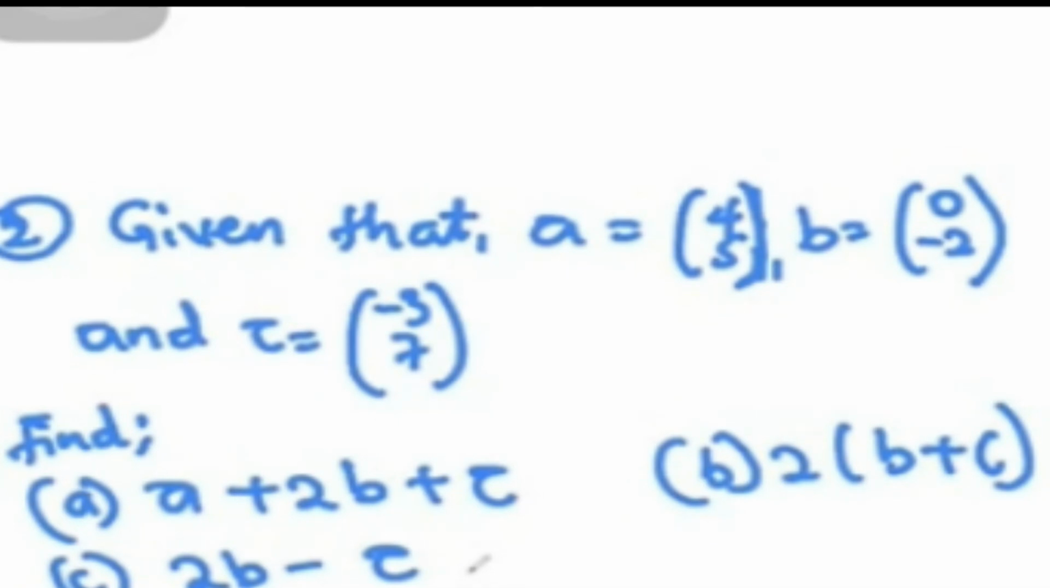Given that A is equal to (4, 5), the coordinates of A are (4, 5), B is (0, -2), and C is (-3, 7). Find A plus 2B plus C, 2(B plus C), and 2B minus C. It was what? A plus 2B plus C, right?